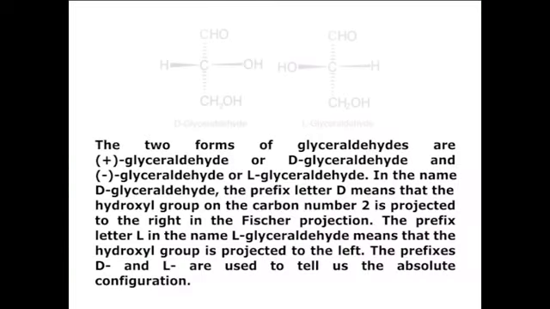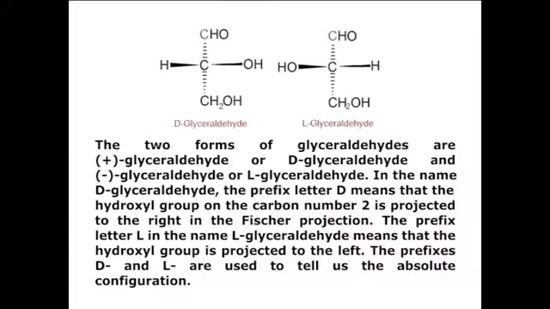Compounds with similar configuration of the asymmetric carbon atom may have opposite signs of rotation, and compounds with different configuration may have the same sign of rotation. In this system, the configuration of an enantiomer is related to a standard, glyceraldehyde. The two forms of glyceraldehyde are plus glyceraldehyde or D-glyceraldehyde and minus glyceraldehyde or L-glyceraldehyde.